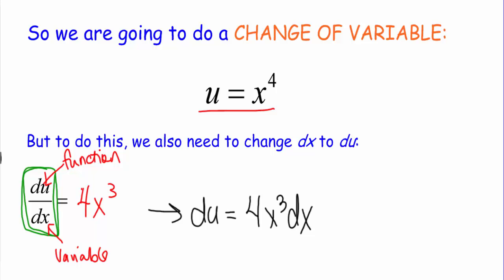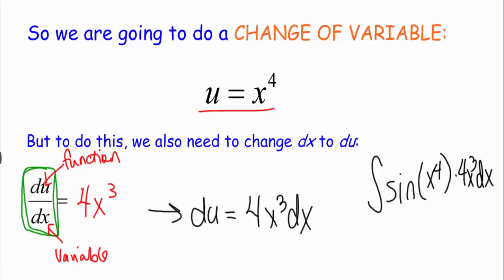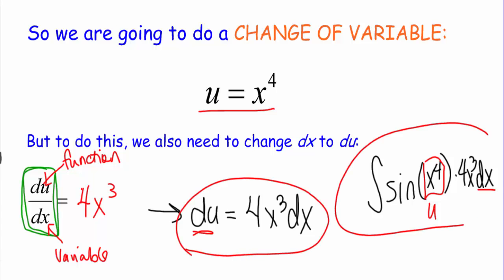So if I'm starting with the integral of sine of x to the 4th times 4x cubed dx, and I've already decided that this x to the 4th is what I want to call u, and I need to do something about this dx, I need to change it to a du. Can you guys see any way to make things match so that I can do that? See anything maybe the same between these two equations? Anything that lines up?